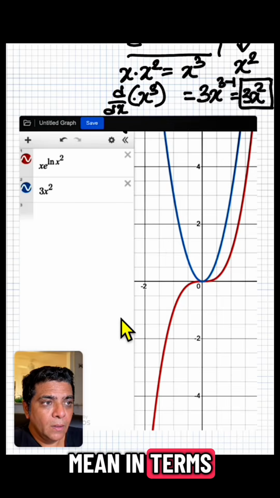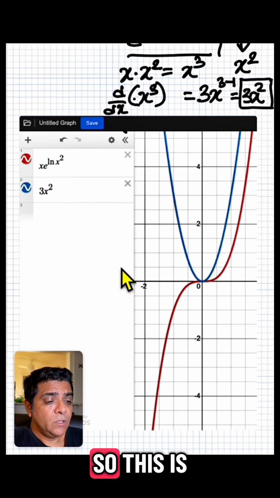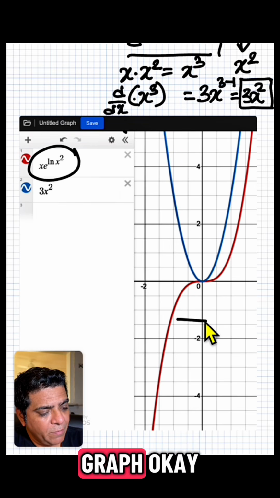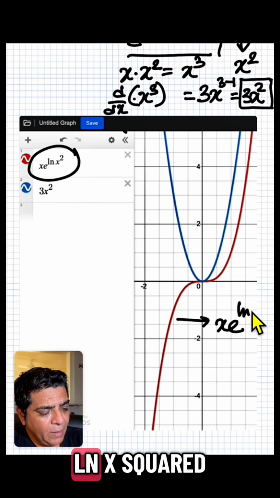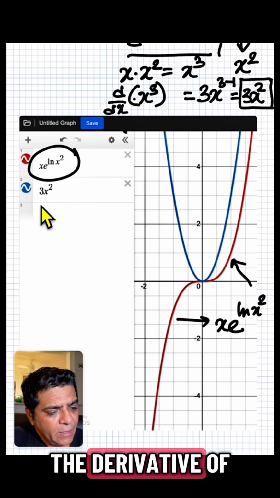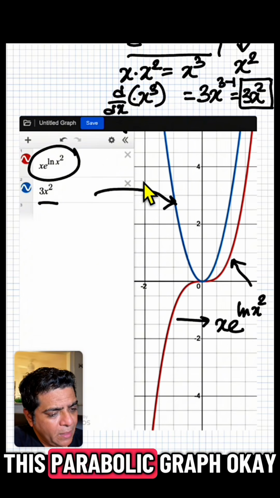So let's look at what this means. Let's take a look at the graphical explanation of this. This is our original function right here, and that is represented by this graph, x e to the power of ln x squared, and it's going this way. Now, if you look here, the graph of the derivative 3x squared is given by this parabolic graph.